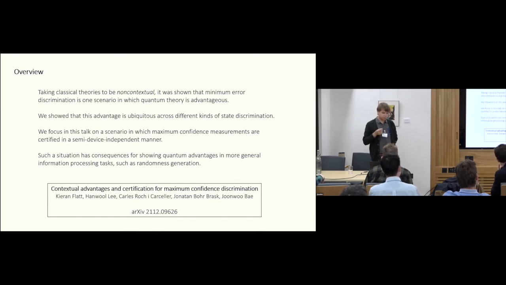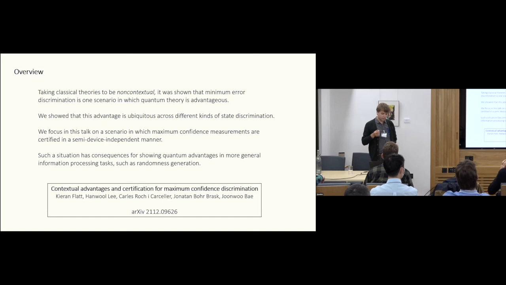And it was recently shown that minimum error state discrimination, which is probably the simplest quantum information processing task you can think of, has a contextual advantage associated with it. So in this work, what we've done is to show that this advantage is ubiquitous across various kinds of state discrimination. So both the more famous unambiguous state discrimination and also maximum confidence measurements, which are a generalization, you can say, of unambiguous state discrimination.